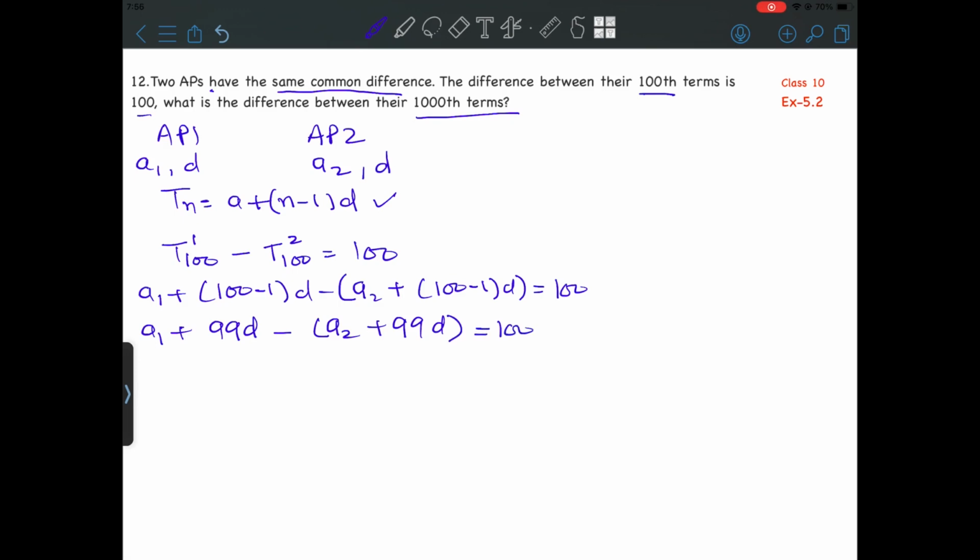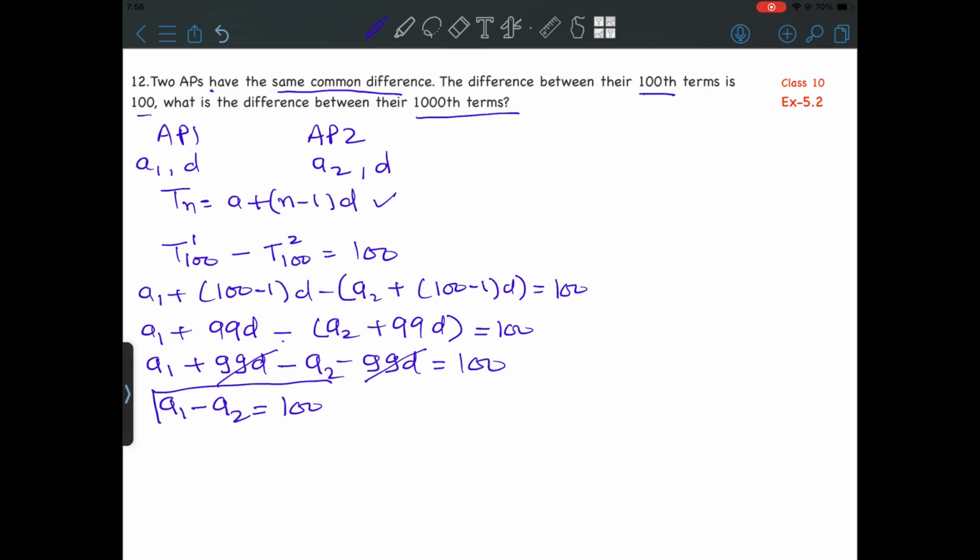Now you can open the bracket, so it will be A1 plus 99D minus A2, because here it is plus. When we multiply minus into plus, it becomes minus, then again minus into plus becomes minus, so it gives you 99D is equal to 100. We can see that both the 99D terms are the same, so we can cancel them. Finally, we got A1 minus A2 is equal to 100. We will use this in our further solution, equation 1. Now it says find out the difference between their 1000th term.